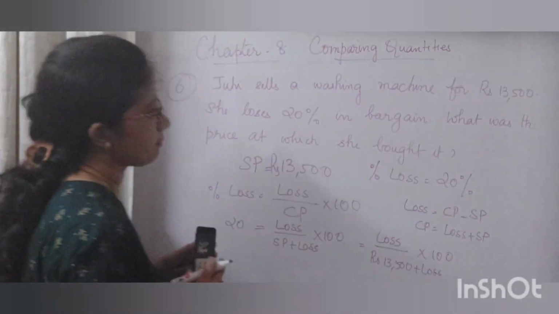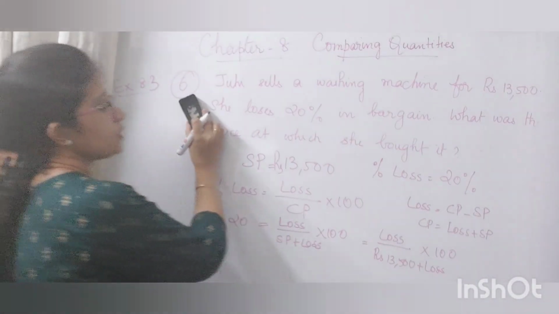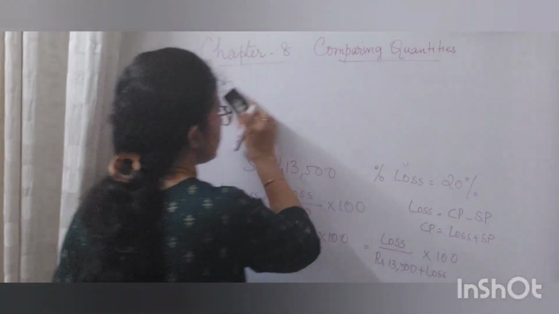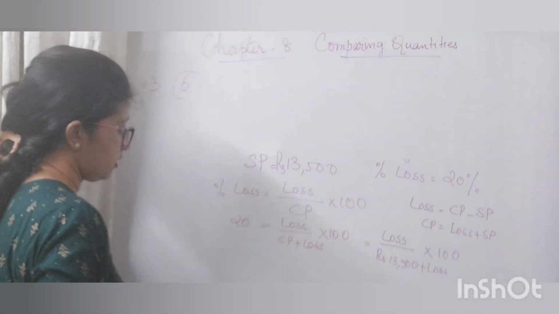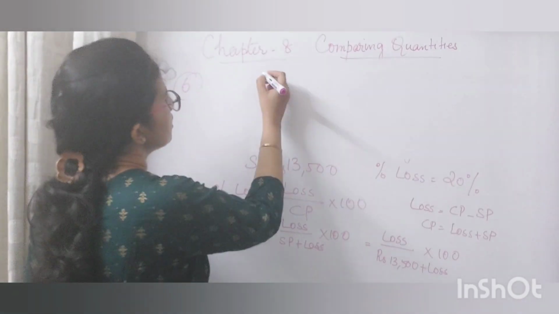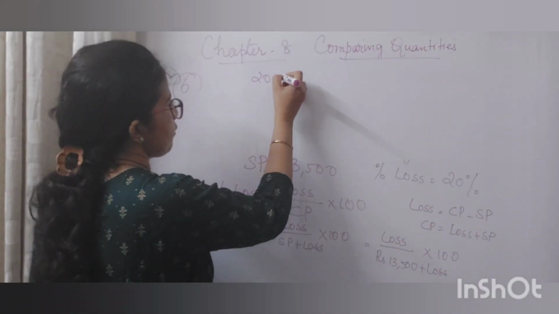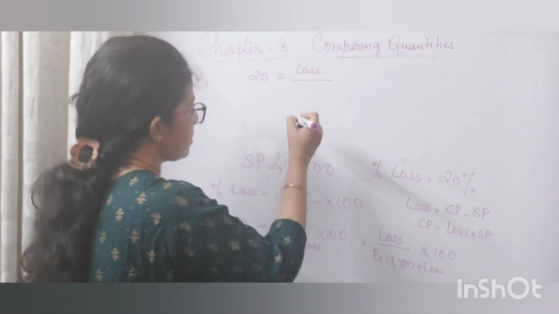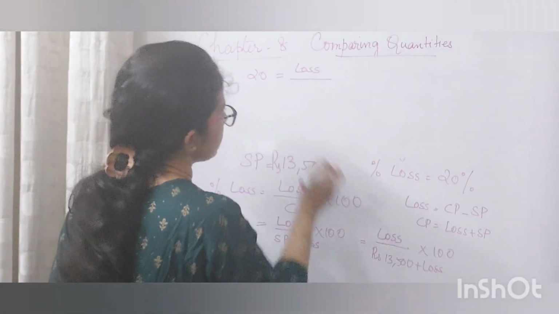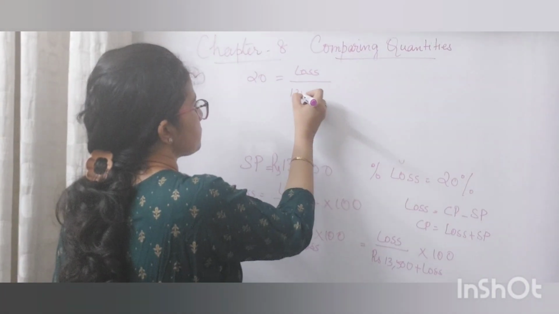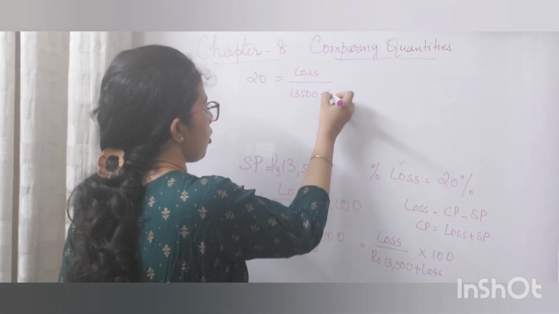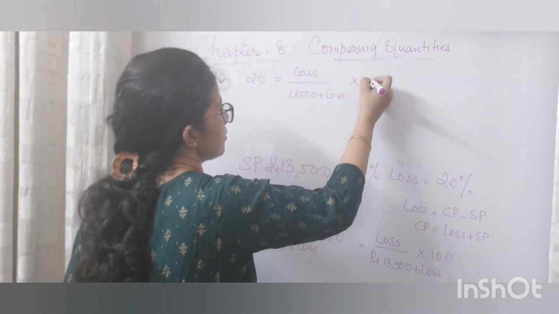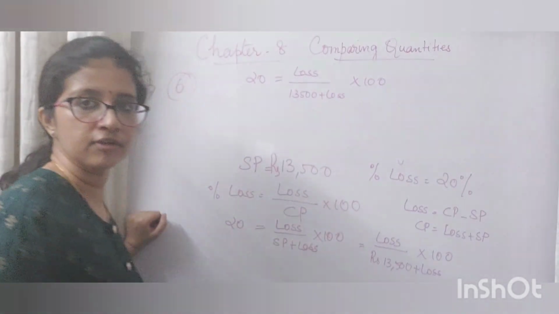Correct? Now let me rub this. Let me rub this question so that it will be easier for you to see. Okay? Now, what is the final thing which we got? That is 20. That is percentage of loss is equal to loss by selling price plus loss. That is 13,500 plus loss into 100. Okay, this is what we got.